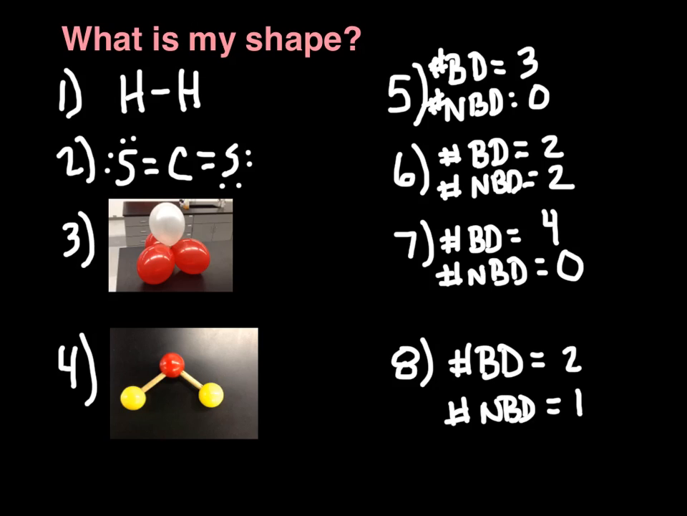And finally, here's a variety of different things. You have electron dot structures and balloon structures and models and number of bonding and non-bonding domains. You should be able to tell me what the shape or the molecular geometry of each of these molecules is. So make sure that you have these done. Remember that this is part of your grade to get these complete.